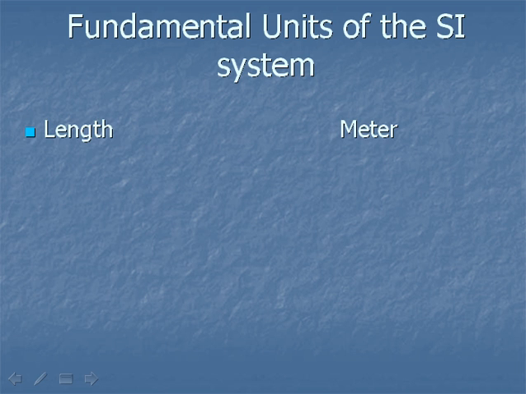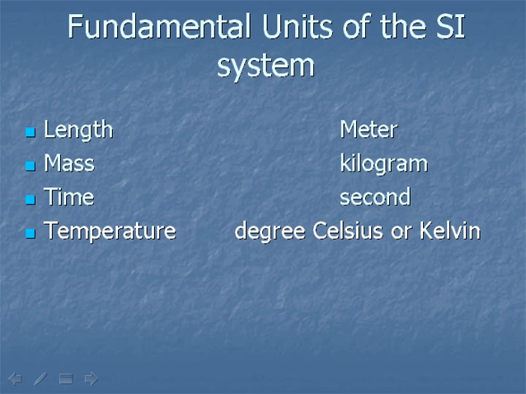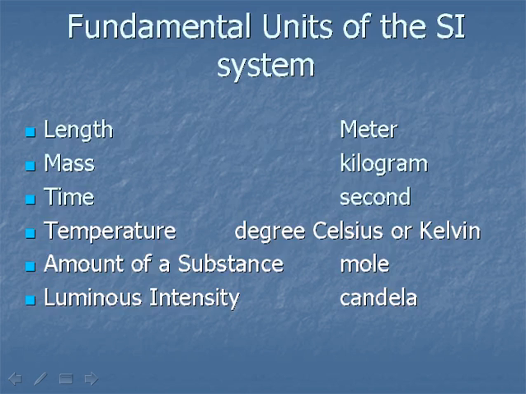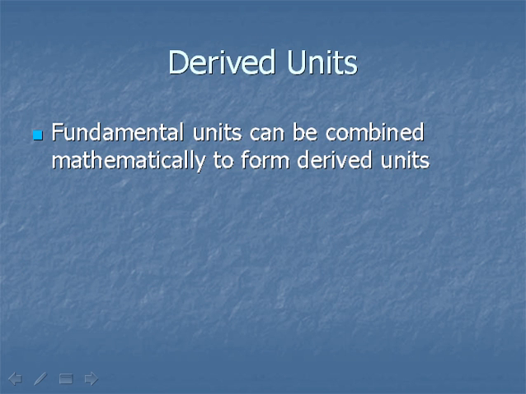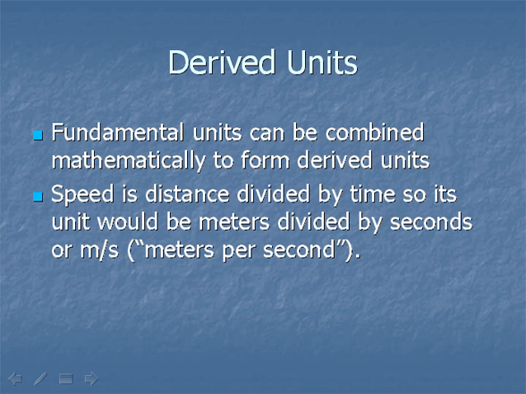The fundamental units of the SI system are length, mass, time, temperature, amount of substance, and luminous intensity. We're going to be focusing on the first three: length, mass, and time, represented by the meter, the kilogram, and the second. Fundamental units can be derived mathematically to form derived units. For instance, speed is just distance divided by time, so we represent that by meters per second, or meter per second.